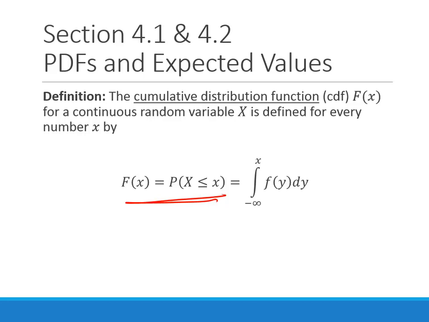So same idea. Before we were summing up all the probabilities of being less than lowercase x, and now we're integrating over all values less than that. So the interpretation of the CDF is exactly the same. We just calculate it using an integral instead of a summation.